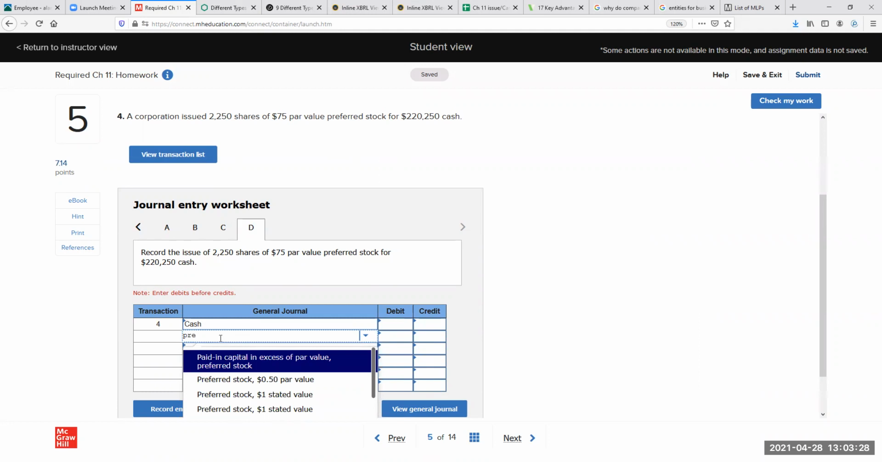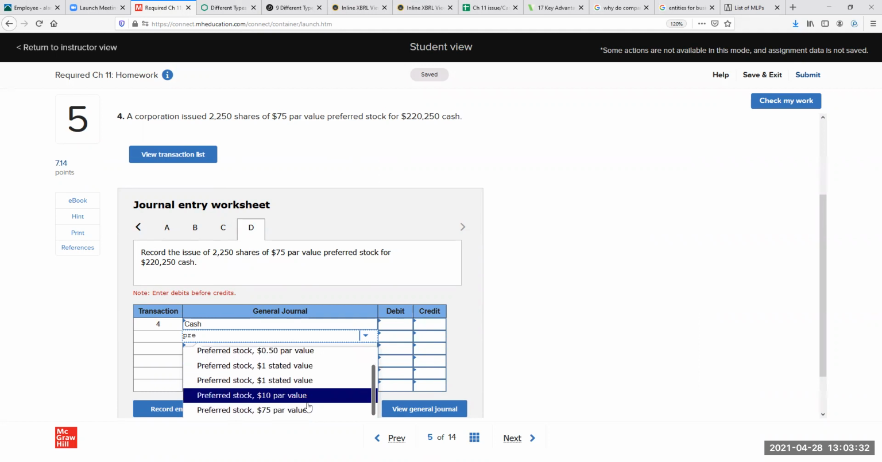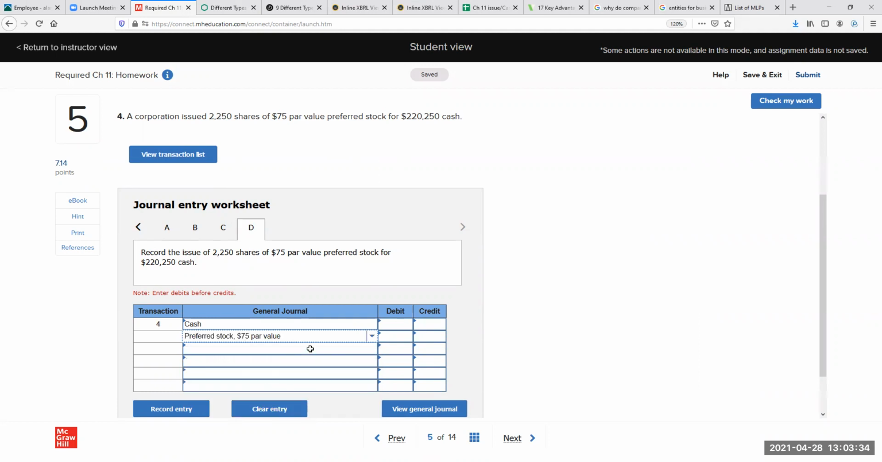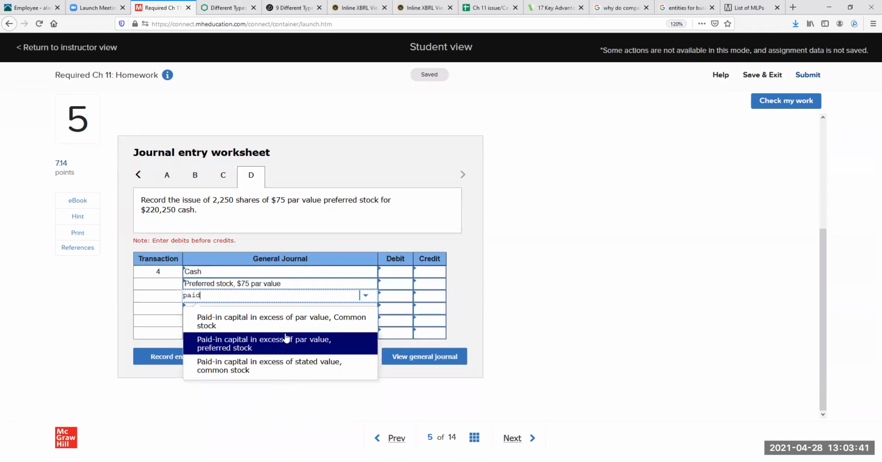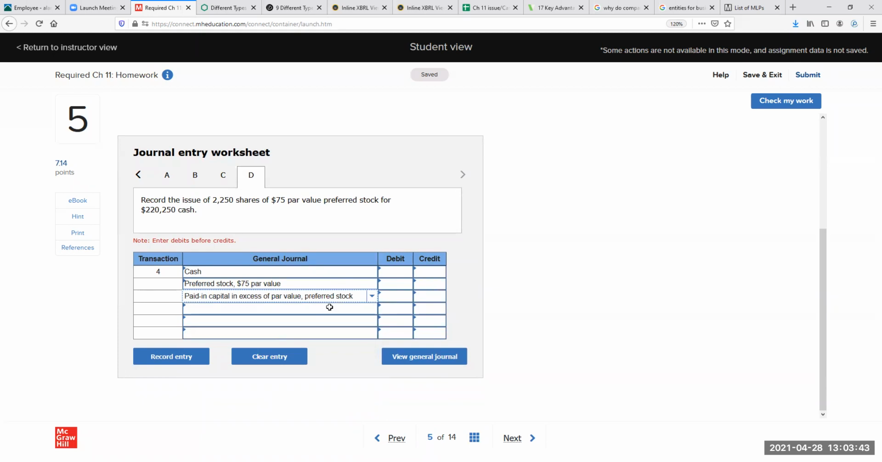Now, does it have a par? $75 par. So there it is. And if it's sold for over that, then it's paid in capital from preferred stock. You see, it doesn't have to just be common stock. It can be preferred. All right.